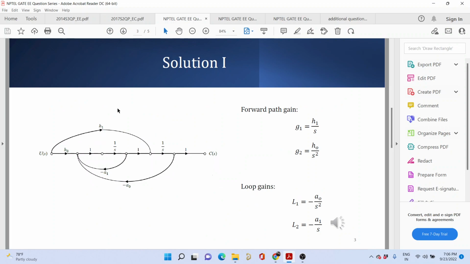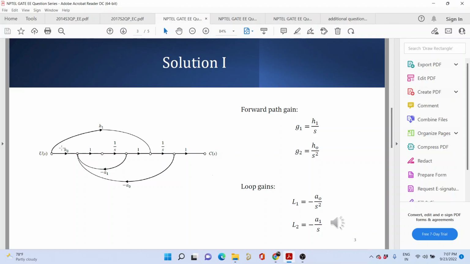Once again, we are using Mason's gain formula for that. The first step is to jot down whatever forward path gain you have and whatever loop gains you have. You see from the signal flow graph that has been given to us, there are two forward paths. The first forward path is shown by the flow of the cursor over here. This is the first forward path, H1 into 1 by S into 1. So that is H1 by S.